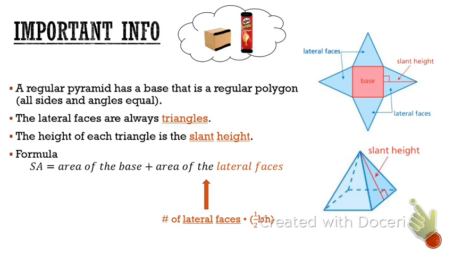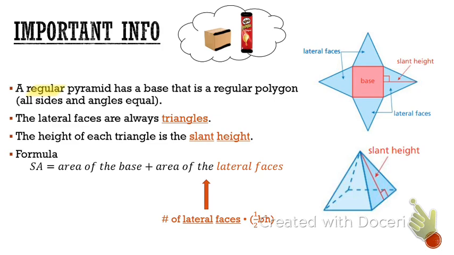So as we talk about this today, a regular pyramid has a base that is a regular polygon. Basically what that means with me using this word regular is all of the sides and the angles are going to be equal. Now something important to know about a lateral face on a pyramid. Every single time the lateral face is going to be a triangle.